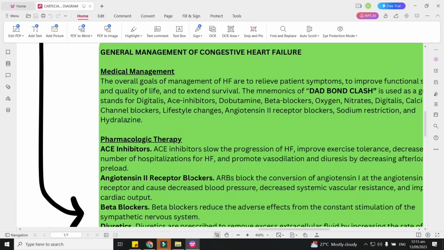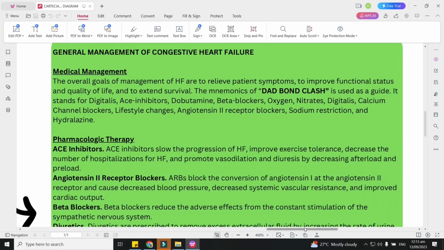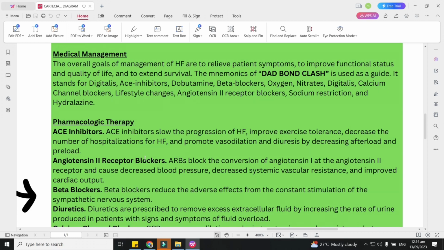Okay, general management, we have medical management here. So the mnemonic DUDBAND CLASH is used as a guide. It stands for digitalis, ACE inhibitors, dobutamine, beta blockers, oxygen, nitrates, diuretics, calcium channel blockers, lifestyle changes, angiotensin 2 receptor blockers, sodium restriction, and hydralazine. Everything will make sense, some of the things will click in our head as we go over it, because we already learned the disease process.